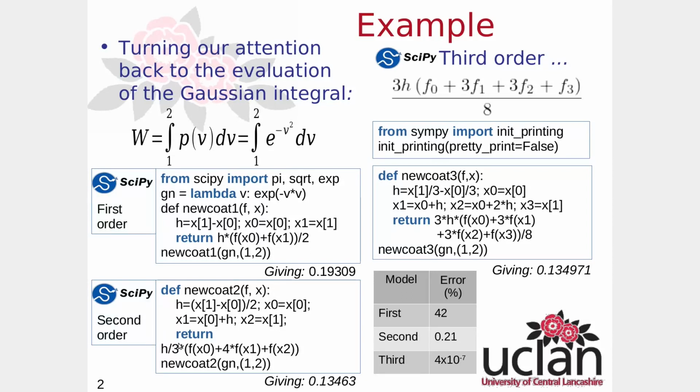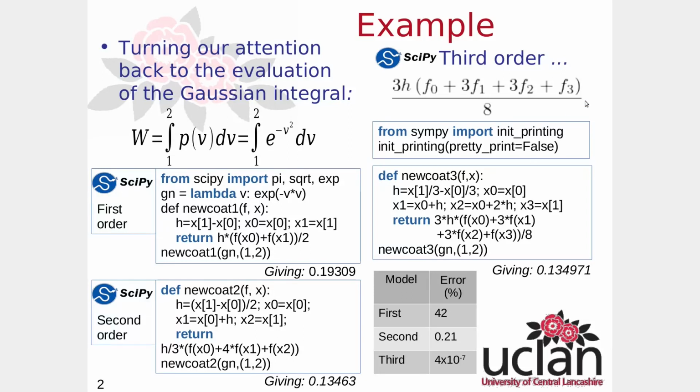We then ask it to return the value h over 3 times the function of x0 plus 4 times the function at x1 plus the function evaluation at x2. To run it is simply the same again, but using newcote2 as the call, and then we put in the same integrand, the thing that we're trying to integrate, and the limits of integration.